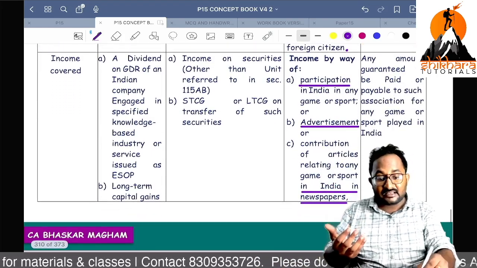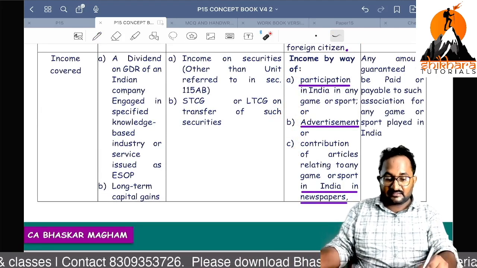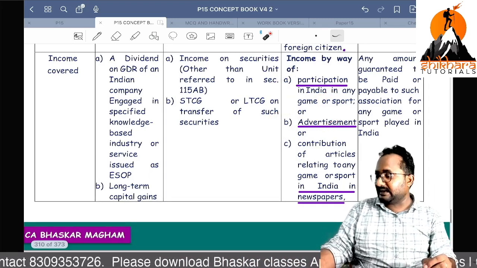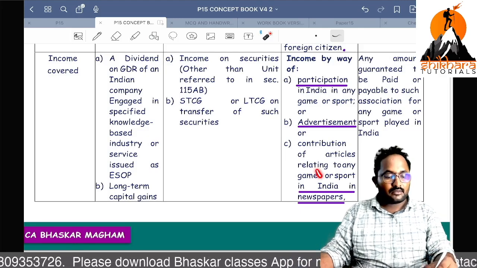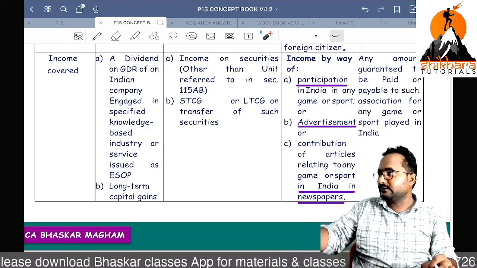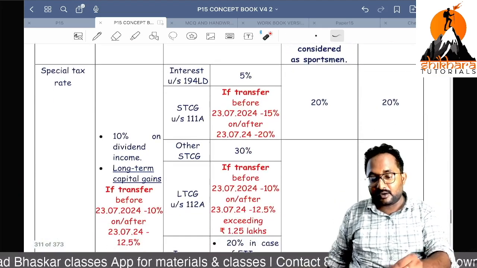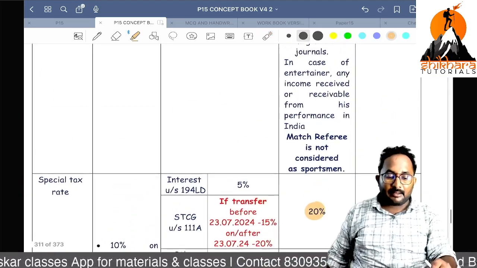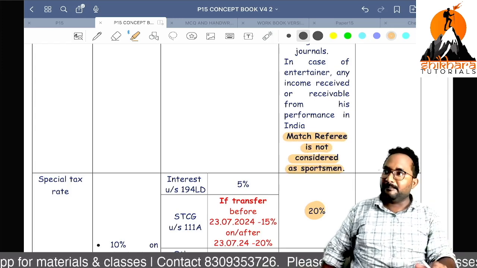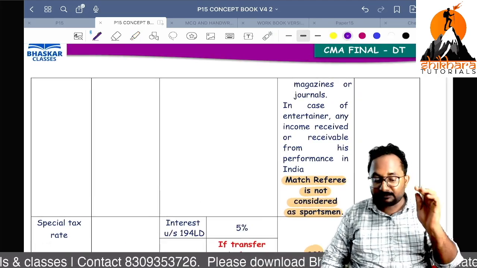So if they are receiving these types of incomes from India, these three types, what, ma? Participation related income, sponsorship or advertisement related incomes. Next one, ma? Contribution related to articles, journals or any blogs, if you have written, then you will get some amount. So all these are taxable at what rate, ma? 20%. Remember, a match referee is not considered as a sports person. Umpire, match referee, these are not treated as a sports person.